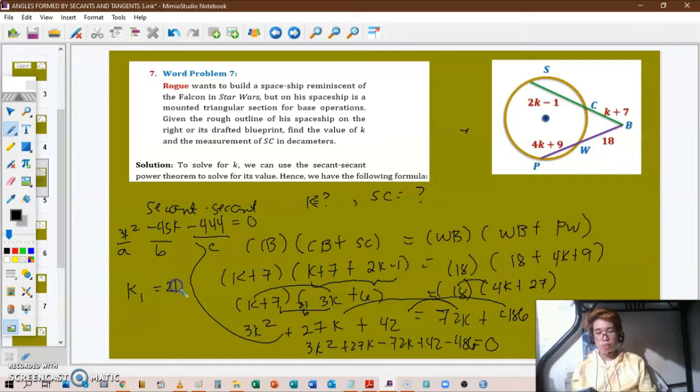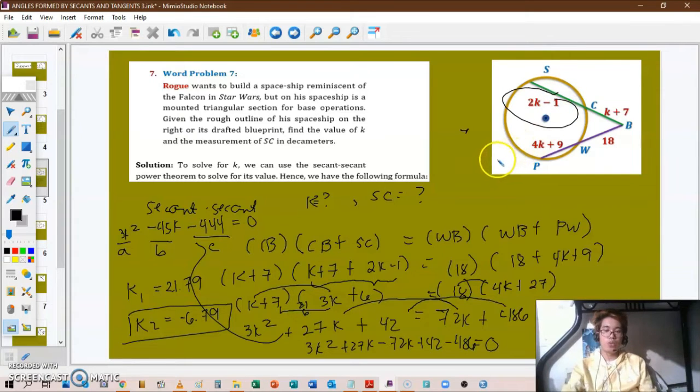So that's 21.79, and K sub 2 will be equal to negative 6.79. And again, we cannot take a negative value for K. Okay, so we cannot take a negative value for K, because this here will be negative. Okay, so therefore, the value of K will be 21.79.